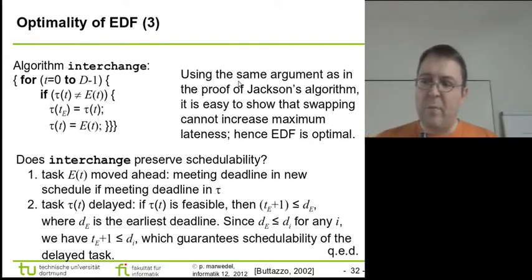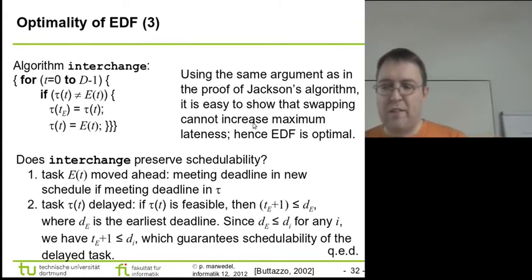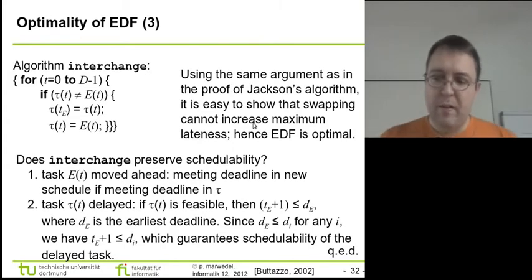And so using the same argument as before with the earliest due date, like we've seen in the proof of Jackson's algorithm, we can easily show that swapping cannot increase the maximum lateness. And for this reason, EDF is optimal here.